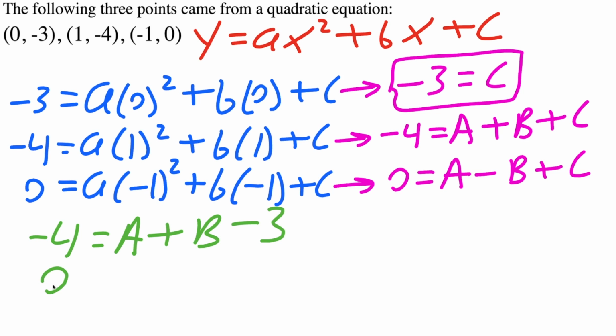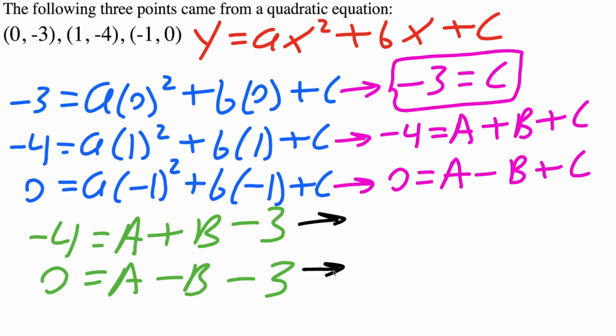And this one, 0 is equal to a minus b minus 3. Okay, we can clean this up a little bit. This is a -3. If you want to get rid of the -3, we could add 3 to both sides. So we're just simplifying it a little bit.